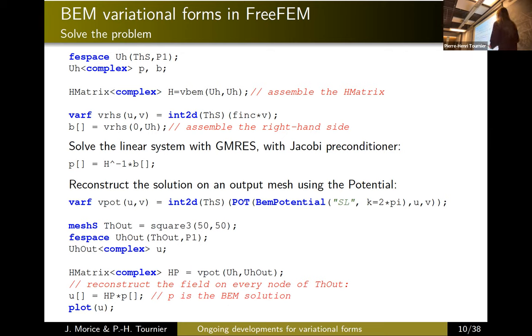And if I do a matrix vector product with P, I will end up computing my solution at all the vertices of the output mesh, because I use P1, so I reconstruct the solution on all the vertices of my output mesh. And then I can just plot. And this also is an H matrix, right? Because it is a BEM kernel. There is a Green kernel here, so I can make use of compression techniques to compress this rectangular matrix.